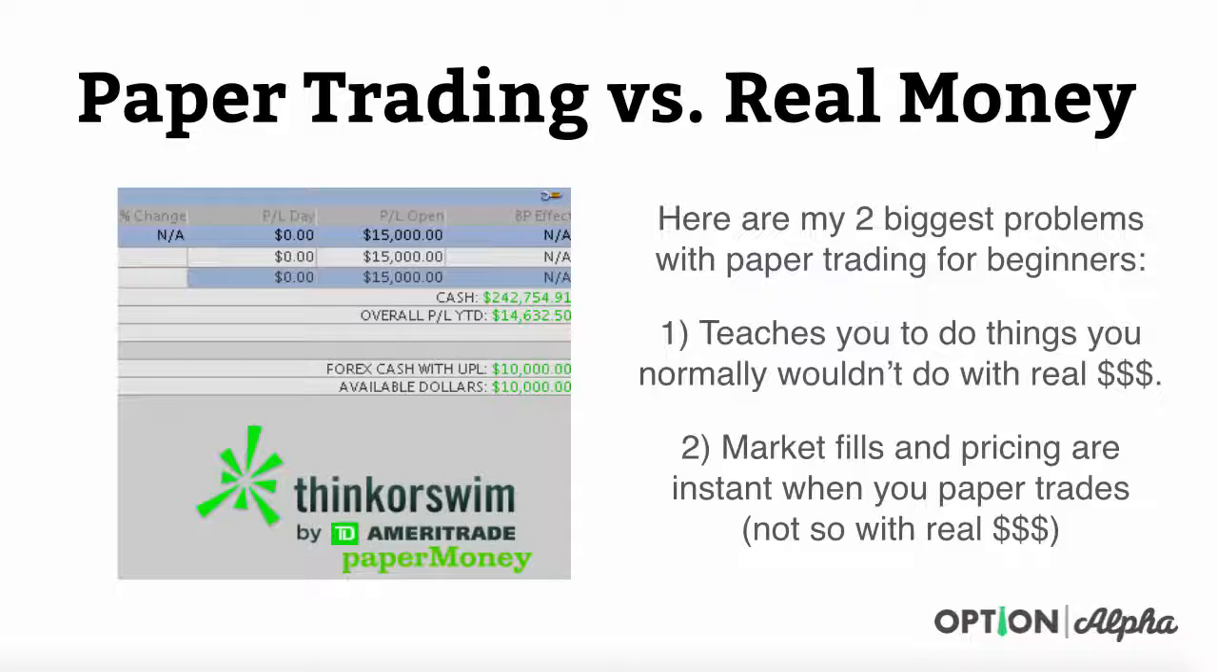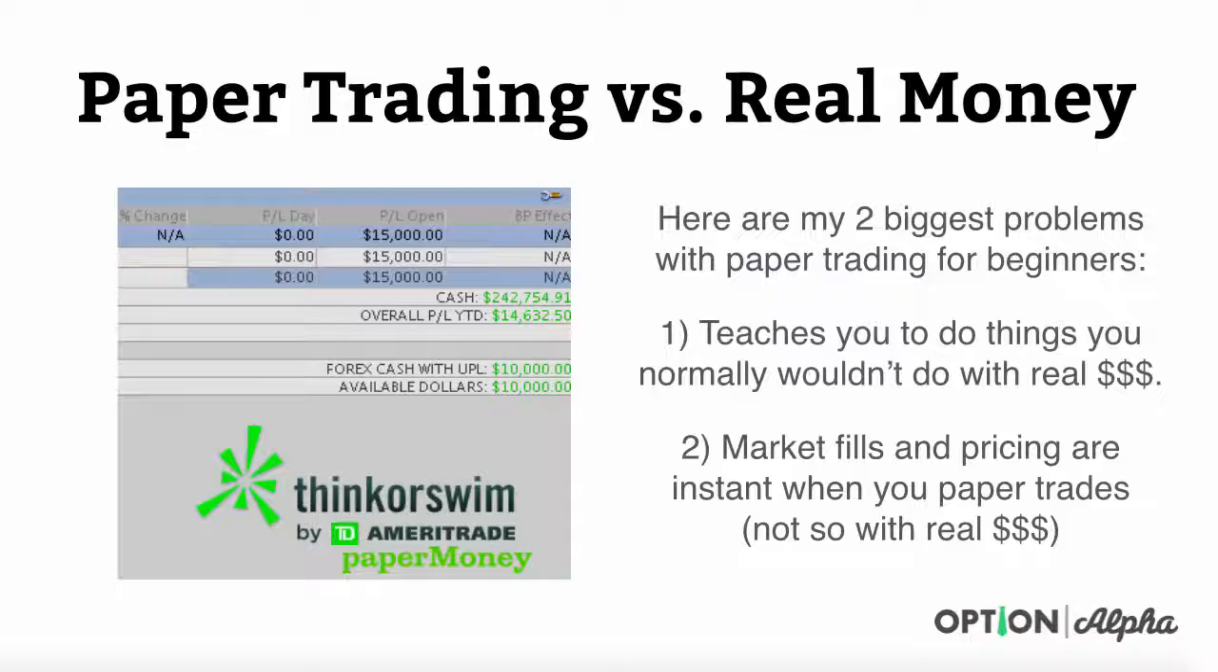Number two is that market fills and pricing are instant when you paper trade. Now, this is true of the Thinkorswim broker platform. Their paper money account, when you enter a trade, as long as the market's open and your price is very close to where the market is trading, you'll instantly get filled, and you'll instantly get filled at your price. Because again, it's just paper money, so they don't really care about real fills.